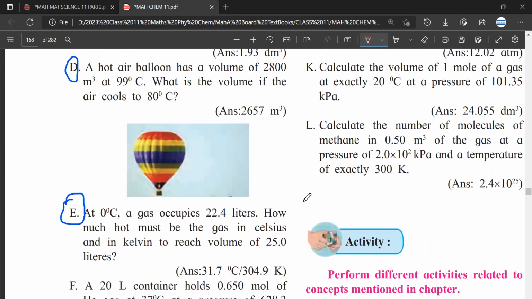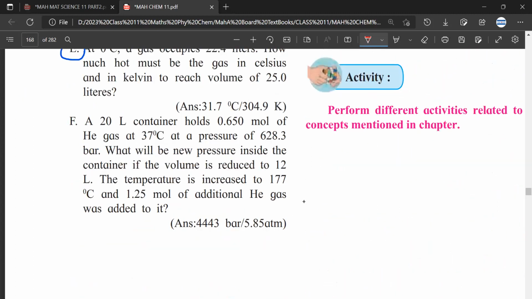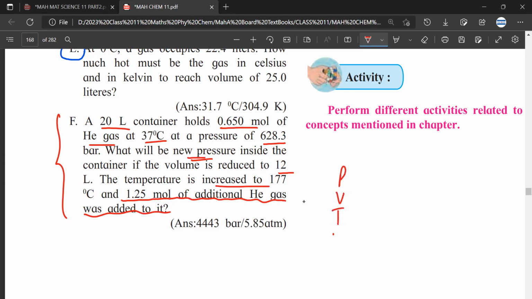Now compare this kind of numerical with this kind of numerical. A 20-liter container holds 0.65 mole of helium gas at 36 degrees Celsius at a pressure of this. What will be the new pressure inside the container if the volume is reduced to 12 liter, temperature is increased to, and 1.25 mole of additional helium gas was added to it. Now, when they say this, again we have P, V, T, and N.